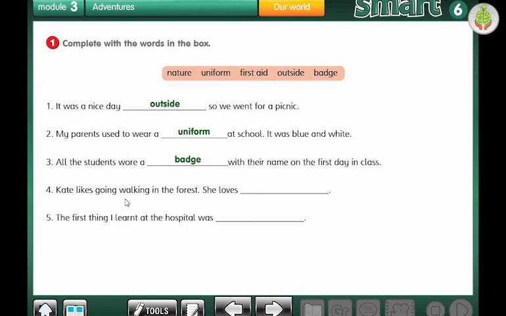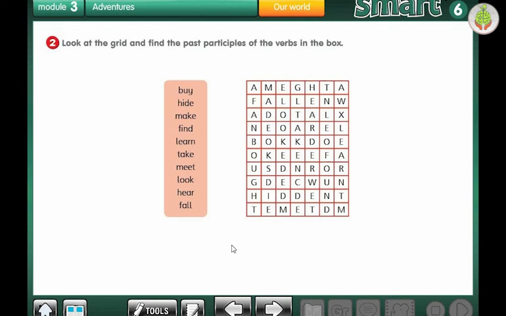Kate likes walking in the forest. She loves nature. The first thing I learned at the hospital was first aid. Very good. Please write it down in your book. And let's move on to exercise 2. Look at the grid and find the past participle of the verbs in the box.